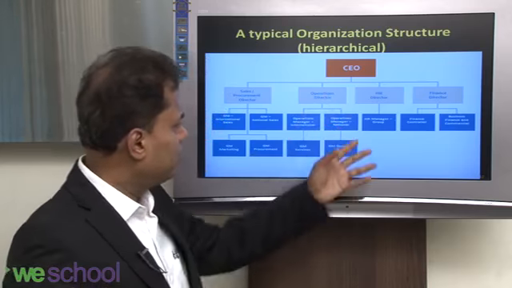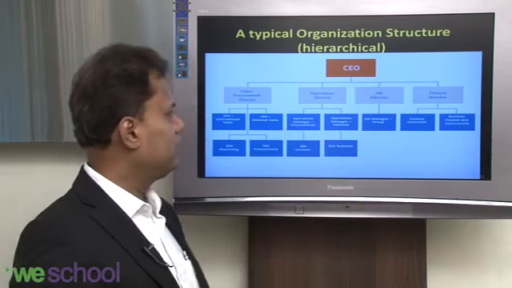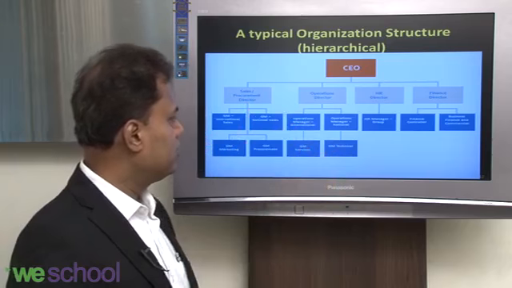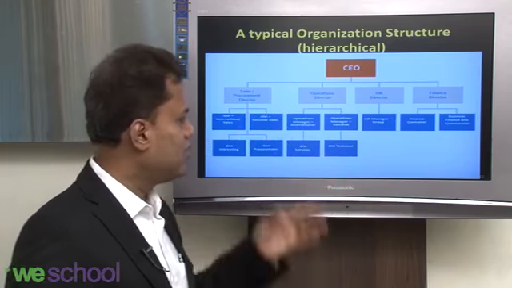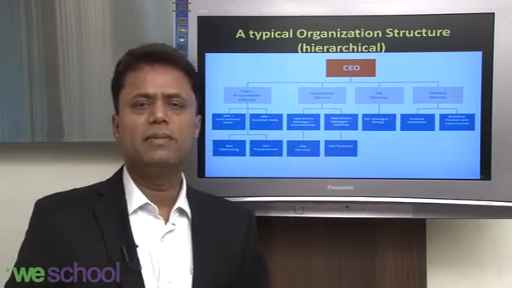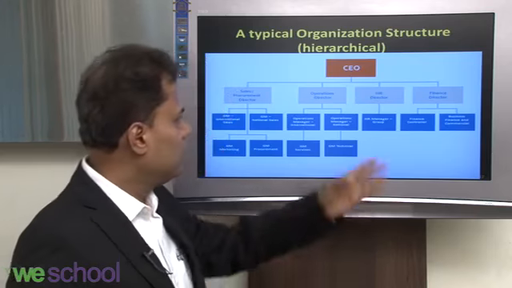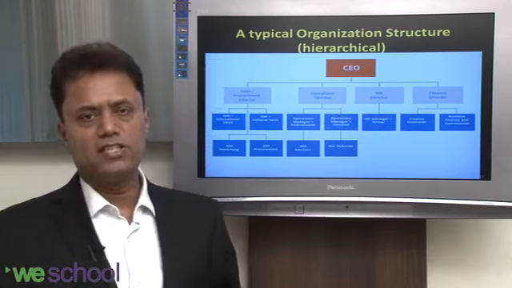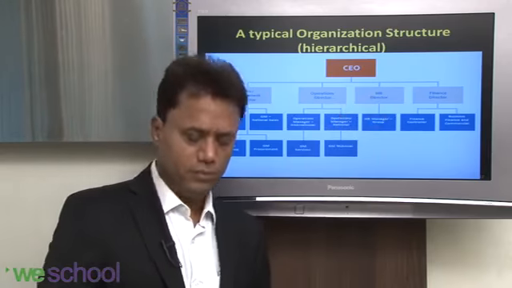Operations director, again it is structured in a hierarchical manner. You have operations manager and then GM services, and under him there are senior managers and assistant managers. Similarly, HR director and finance director. So this is a typical hierarchical organization. Some organizations work in this fashion.